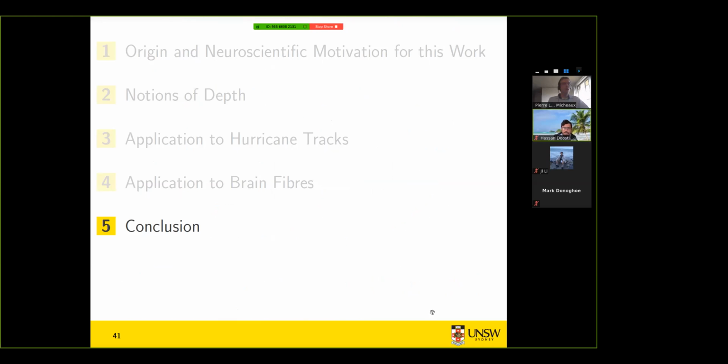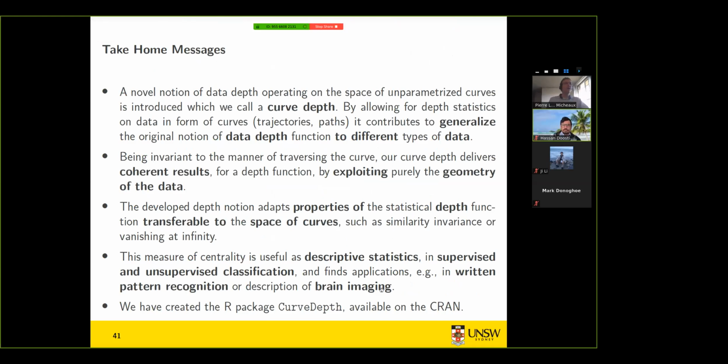So as a conclusion, what we built is a novel notion of data depth that can operate on the space of unparameterized curves.